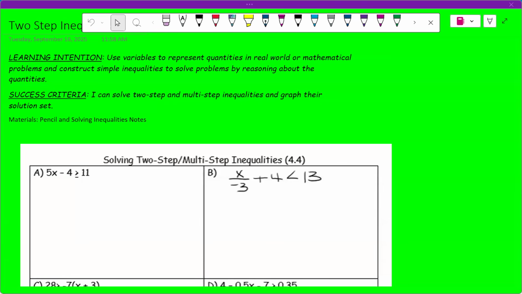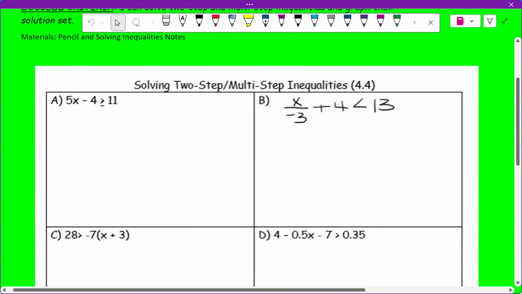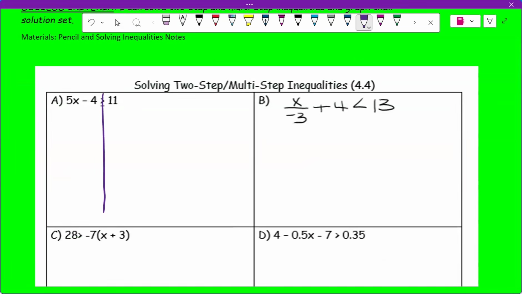All right, so today we're going to be working on solving two-step and multi-step inequalities and some word problems. You're going to need your inequalities notes, and here we go. Line down our inequality sign, cover up the variable term. We're going to add the 4, the constant, to both sides.